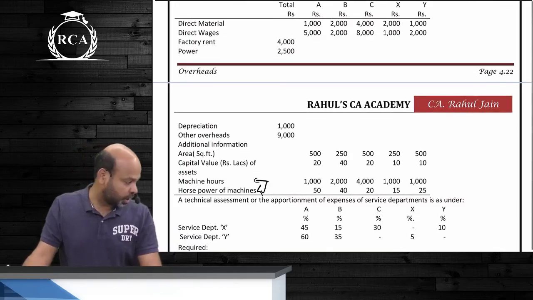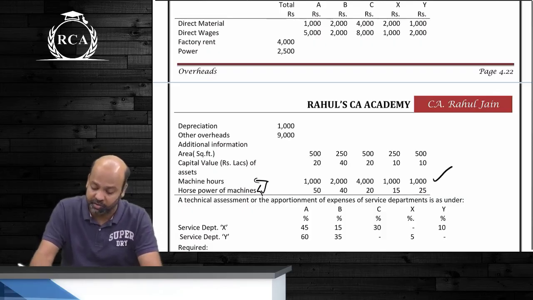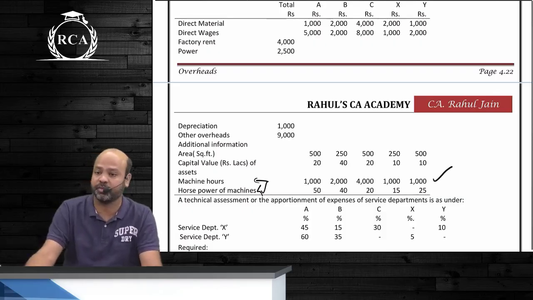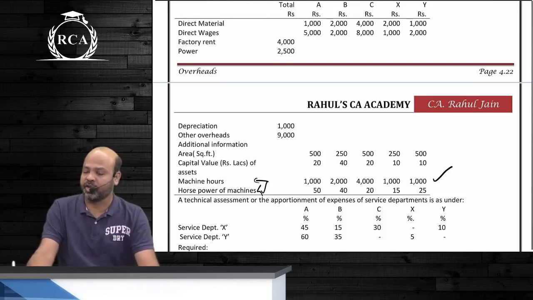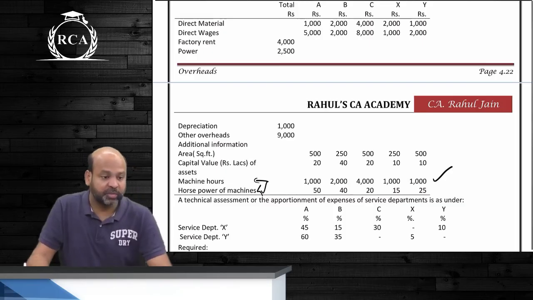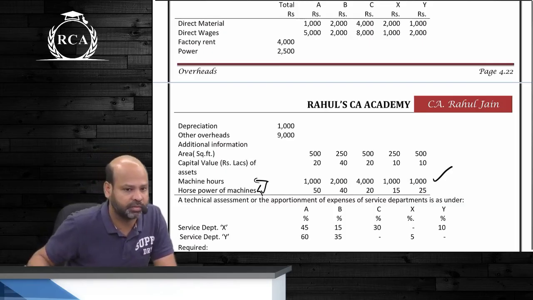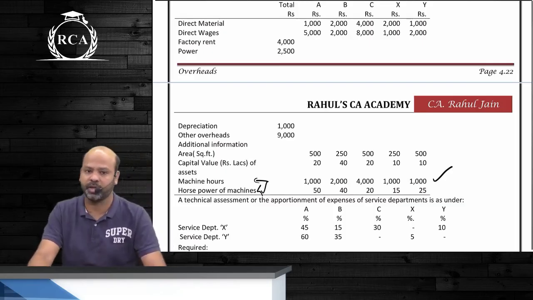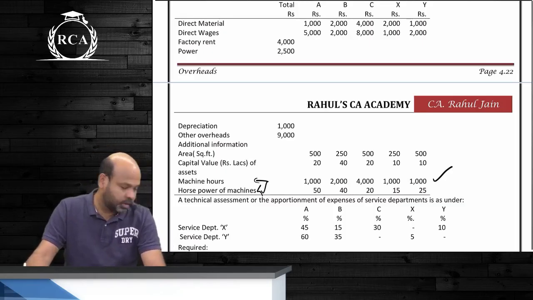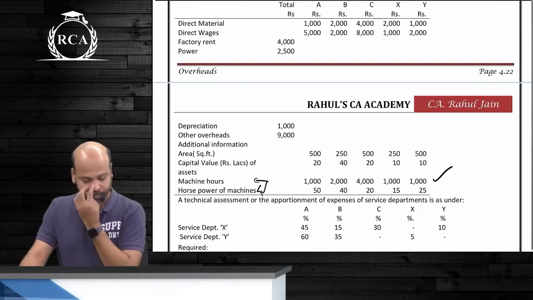Depreciation will be allocated in the ratio of capital value, and then other overheads, because machine hours are available, guys, it will be done on the basis of machine hours. Otherwise, beta, they would have been allocated on the basis of direct wages. If machine hours or labor hours information was not available, beta, we would have allocated it on the basis of direct wages. If the information is available, we allocate it on the basis of machine hours. Are we all clear about that point? Yes or no, guys? Next, beta.